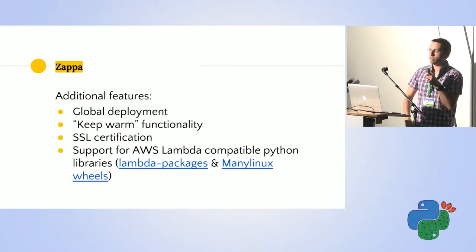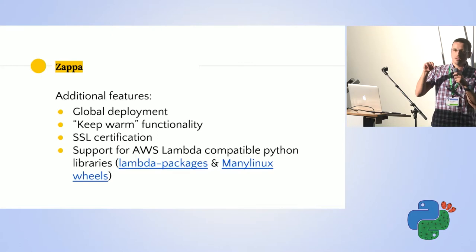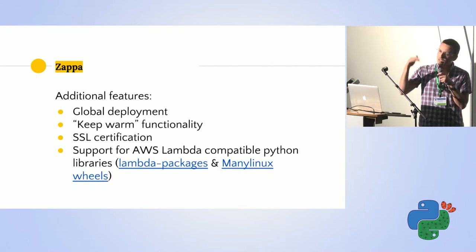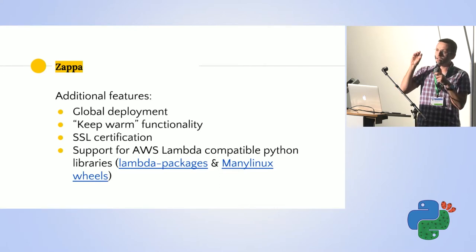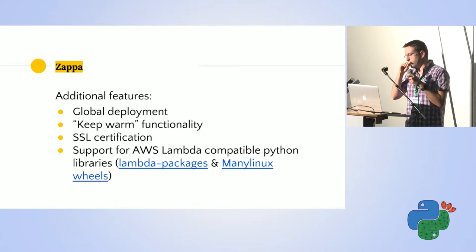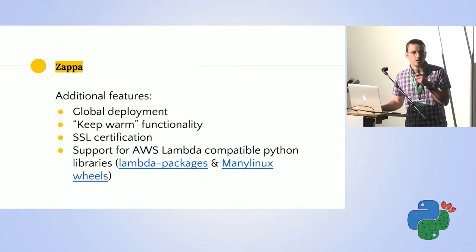Another super nice thing about it is that when you define the dependencies in your requirements file, it can scan it and take the compatible library compiled for the AWS Lambda instance, so it will be compatible with the type of Linux that AWS Lambda is running on.